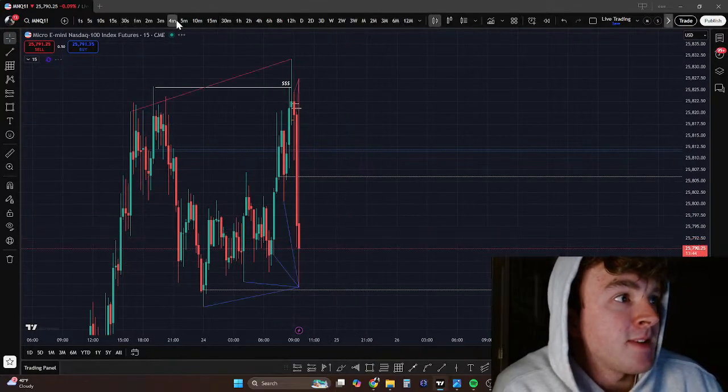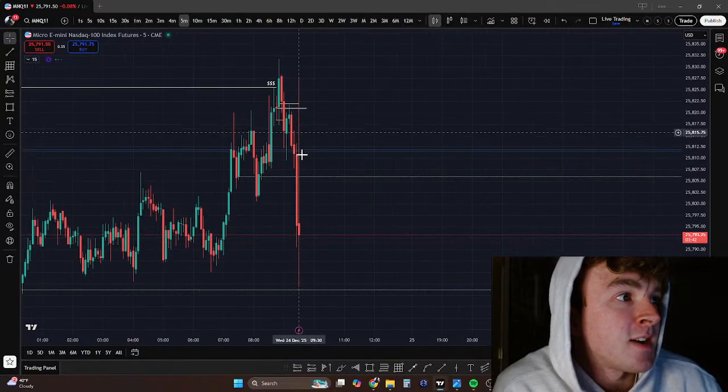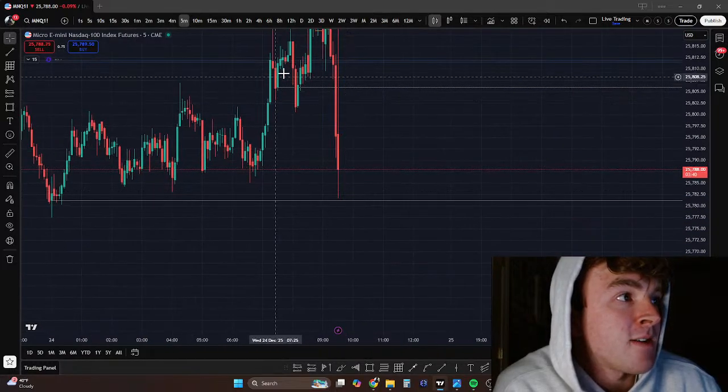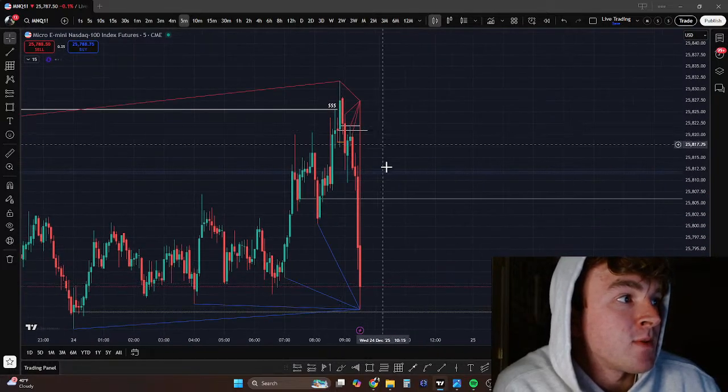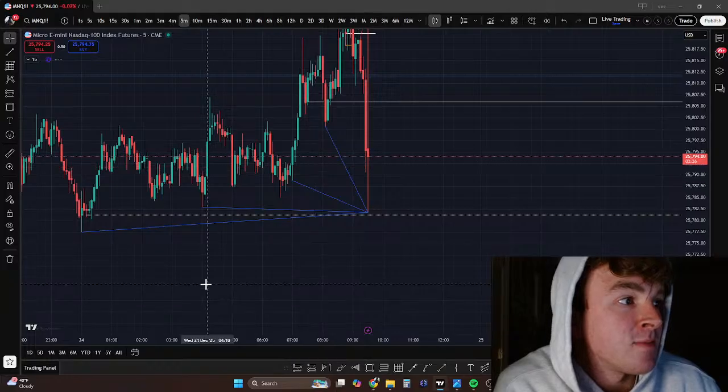And this 5-minute change in state that we initially talked about is playing out. You can see you could have just put a limit order at that change in state and you'd be fine.